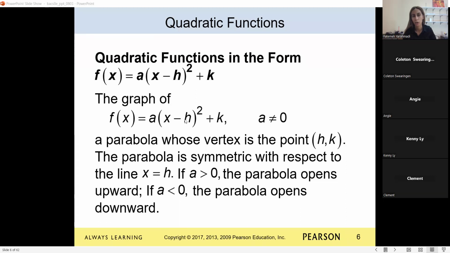So if your quadratic function is given in this format, then you can easily identify the vertex, the highest point or the lowest point, as h and k. The parabola is symmetric with respect to the line x equals h. Again, as you remember, if a is positive, the parabola opens up, and if a is negative, the parabola opens down.